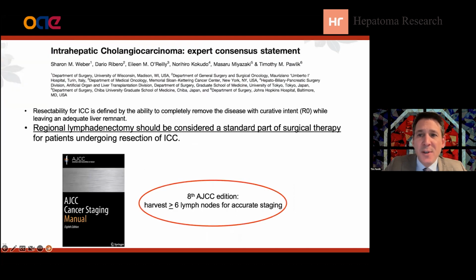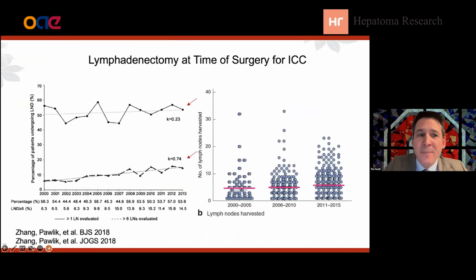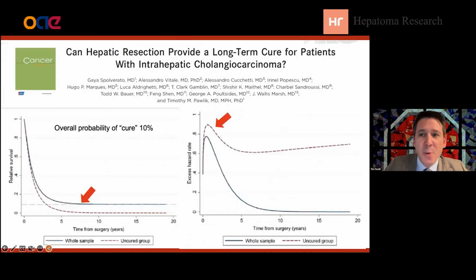So currently, the AJCC manual recommends that 6 lymph nodes be evaluated at the time of surgery. Unfortunately, if you look at population-based data, only about 50% of patients have at least 1 lymph node evaluated, and only about 15% of all patients have the requisite 6 lymph nodes evaluated as recommended by the staging manual.